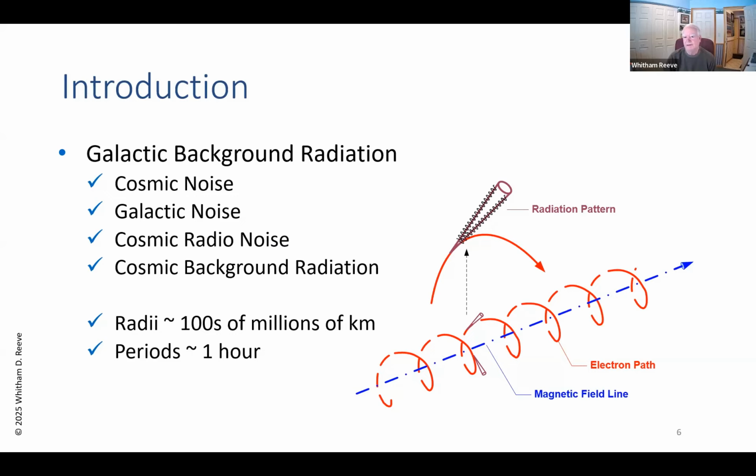There's an enormous number of electrons out there that are spiraling around and radiating, so that it becomes a continuum of frequencies over a pretty wide range. And I'll talk a little bit more about that later. The radii of these electrons in their spiral motion are in the neighborhood of hundreds of millions of kilometers, with a period in the neighborhood of 1 hour. Of course, there's a very, very wide range of that, but that's kind of a working number.